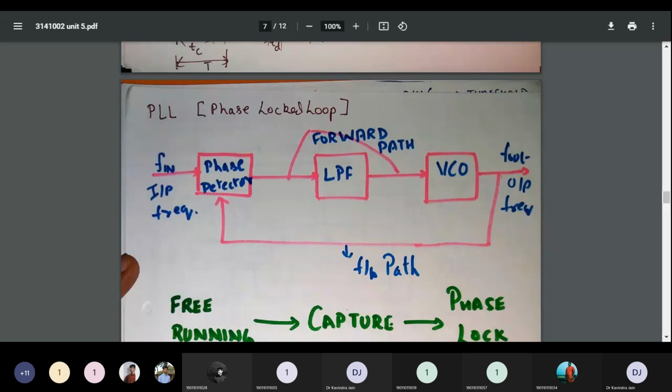From the output towards the phase detector, we have a feedback path. Please draw the diagram. Once you have drawn it, let me know so that we can proceed further in explaining each and every block of the PLL circuit, that is the phase locked loop circuit.